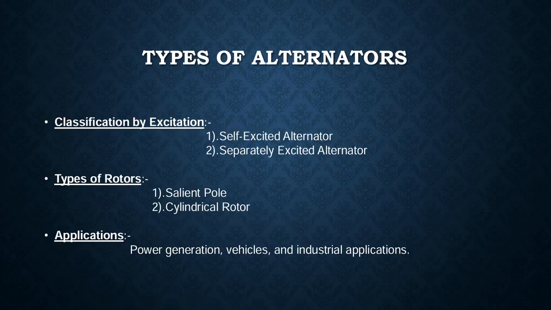Now I will be explaining the types of alternators. Classification by excitation: self-excited alternator, separately excited alternator. Types of rotor: salient pole and cylindrical rotor. Applications: power generators, vehicles, and industrial applications.